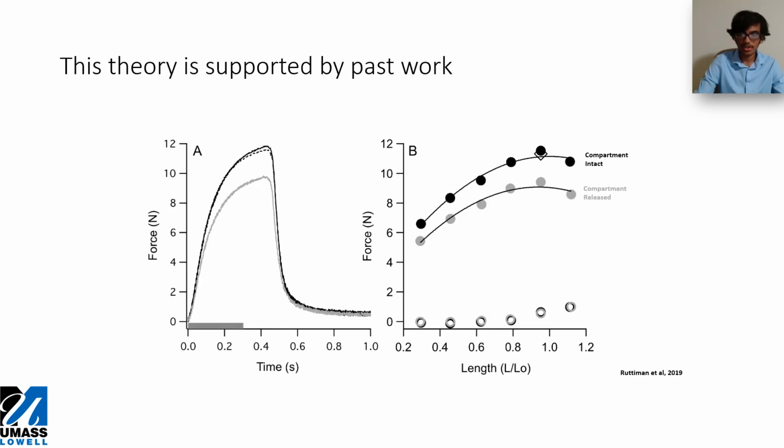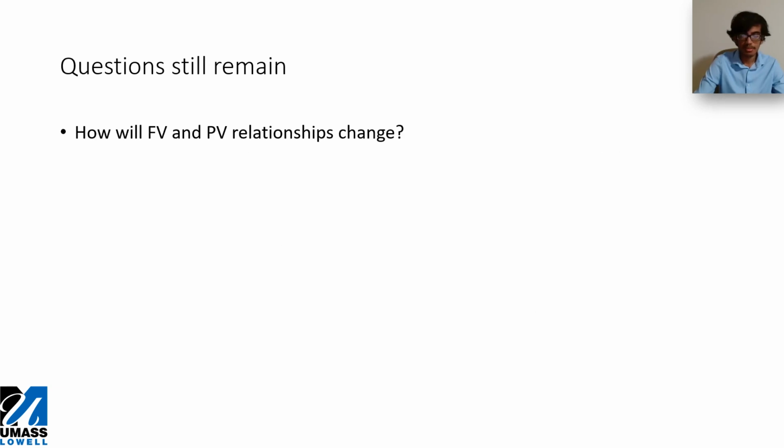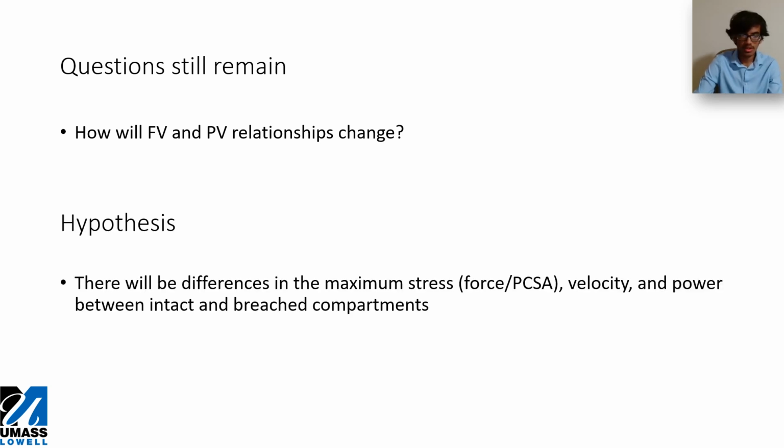Now, there has been work on this topic in the past. Rudiman et al. found in their paper that force with respect to length change did decrease between their intact and breached compartments. That being said, some major questions still remain. One such question is how the force velocity and power velocity relationships change. So, we hypothesized there will be differences in the maximum stress, which is merely force normalized by PCSA, or physiological cross-sectional area, velocity, and power between intact and breached compartments.